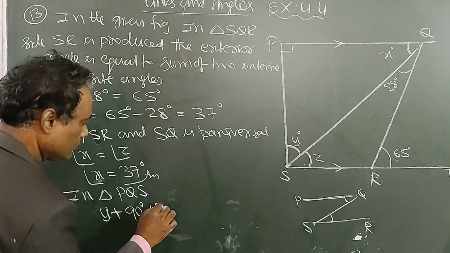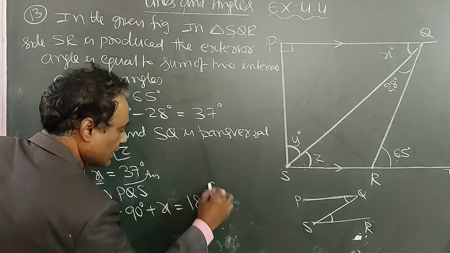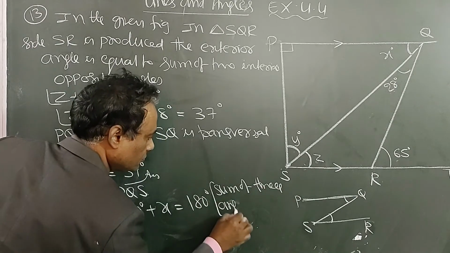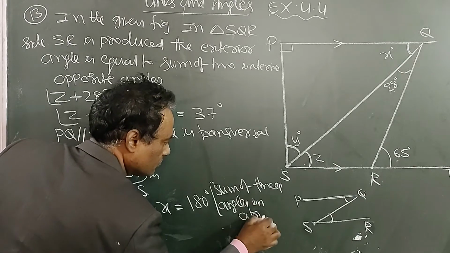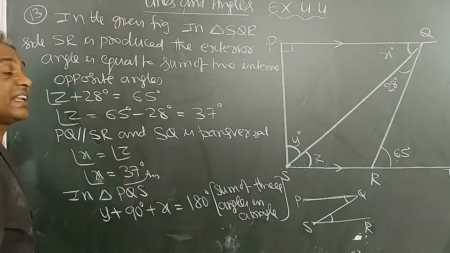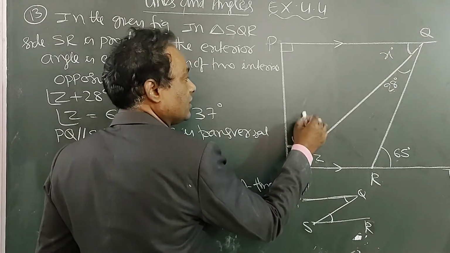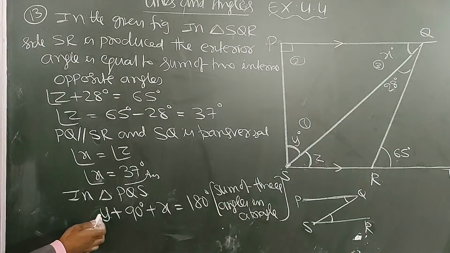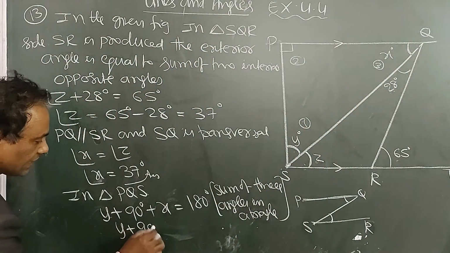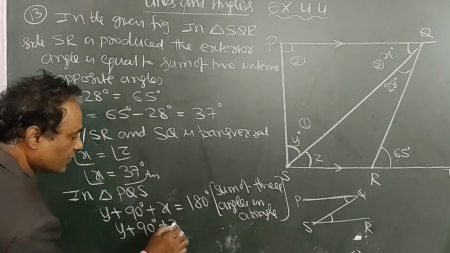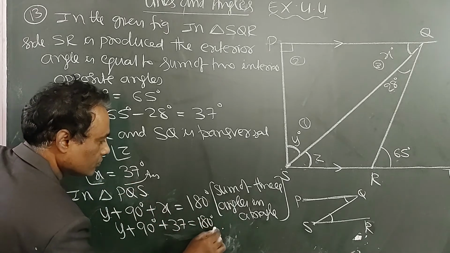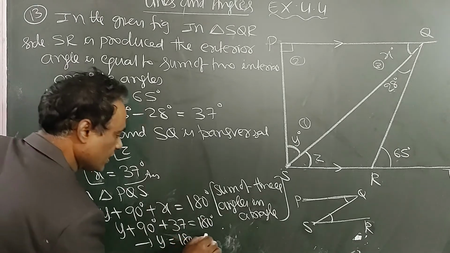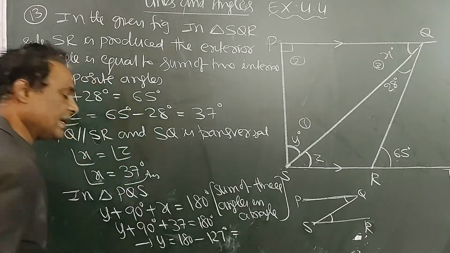This is Y, this is 90, this is X. The sum is 180 degrees, because the sum of the three angles of a triangle is 180 degrees. This is the first angle, this is the second angle, this is the third angle. Y we don't know, we have 90 and X we got, 37. So therefore Y is equal to 180 minus 127. Right answer.